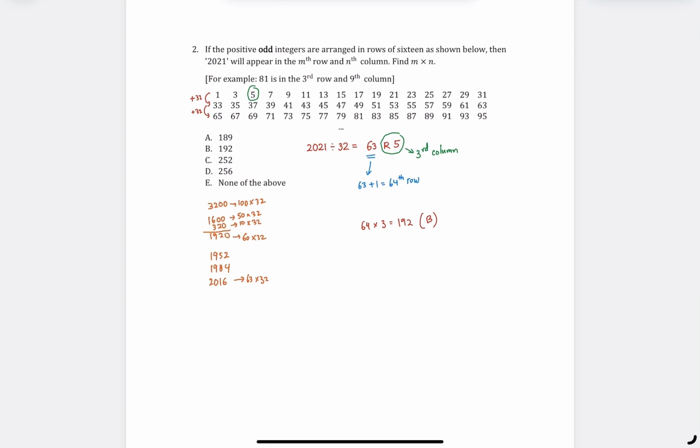Okay, if you want to know how to divide 2021 by 32, just do estimation. 32 times 100 is 3200. That means it will be slightly more than half of it. So 50 times 32 is this. You slowly add all the numbers, then you have 63 times 32 is 2016. So that's why it's 63 remainder 5.